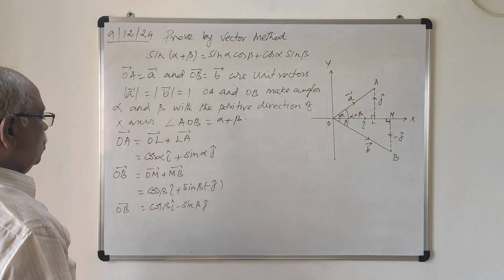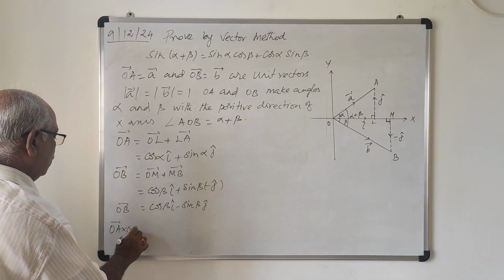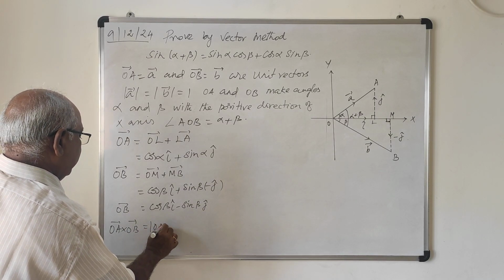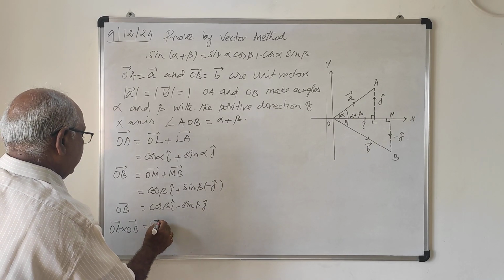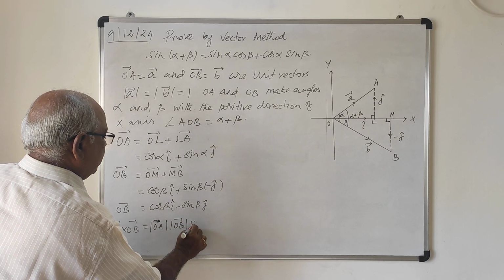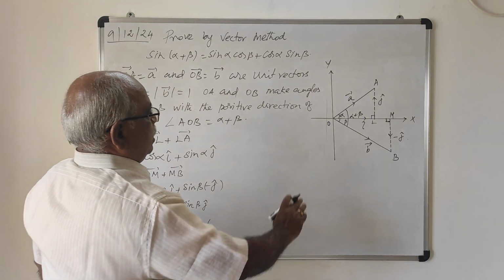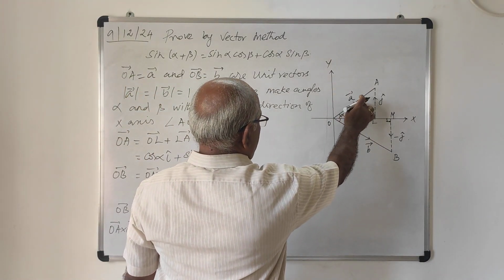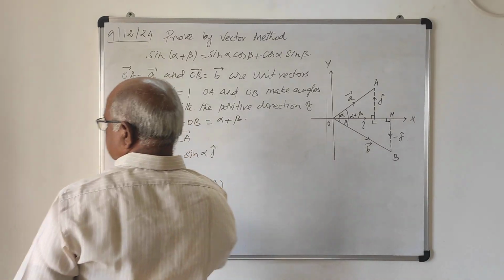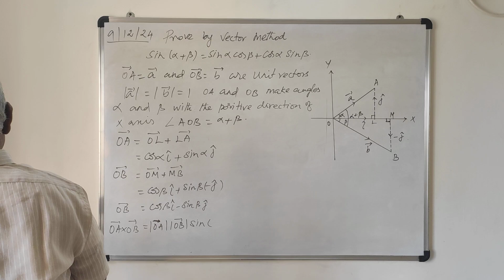Okay. Now OA cross OB, by definition, is mod of OA into mod of OB into sine of the angle between OA and OB. The angle between OA and OB is alpha plus beta.